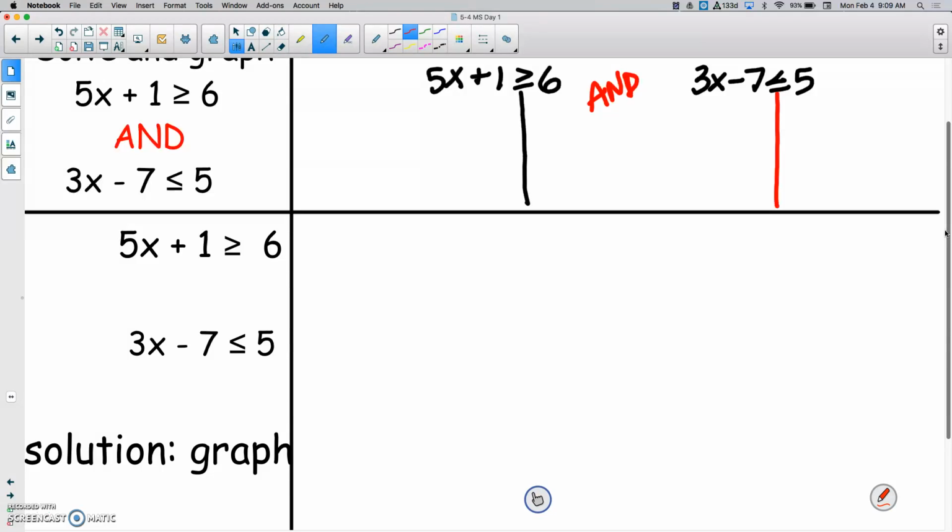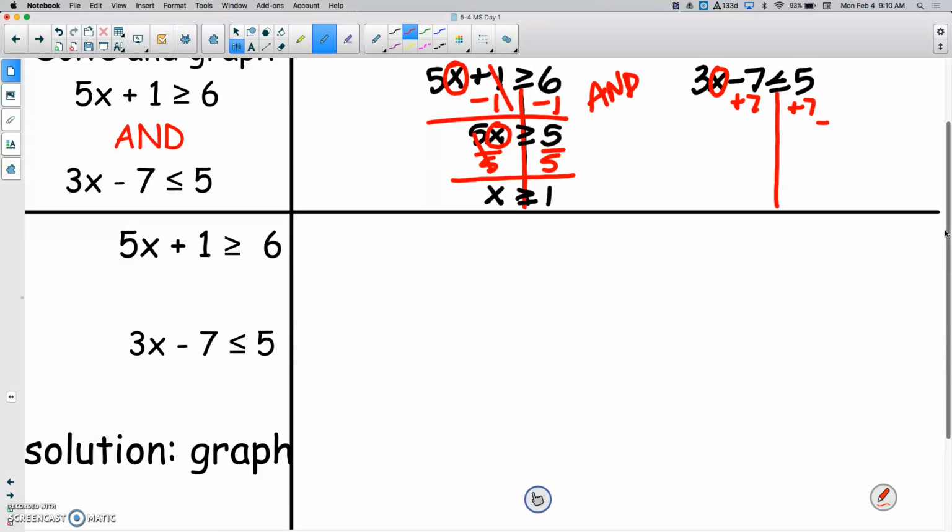So these are two-step inequalities. So my first one, I would need to subtract 1 on both sides, and then divide by 5. So x is greater than or equal to 1. Remember, you don't want to start drawing your graphs until you know both of your numbers.